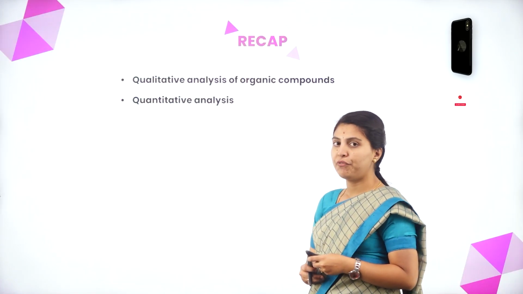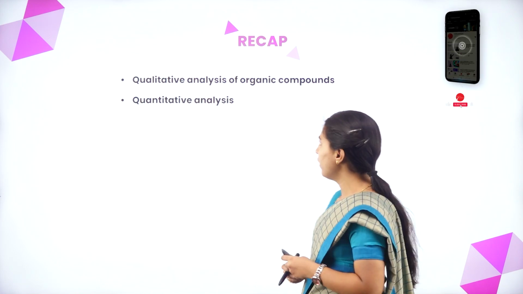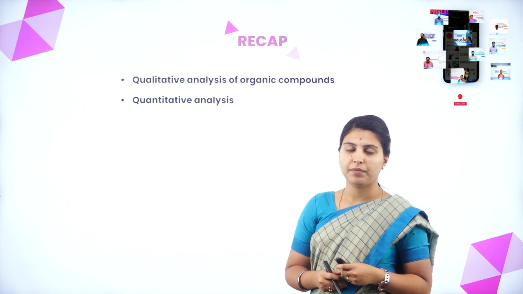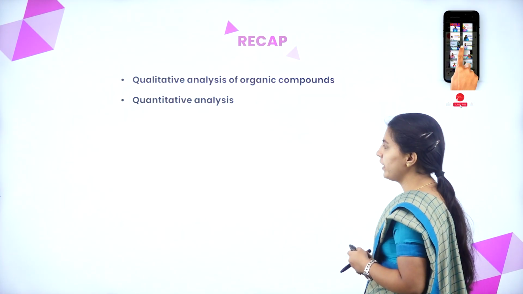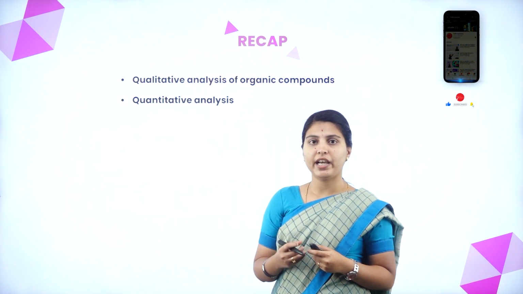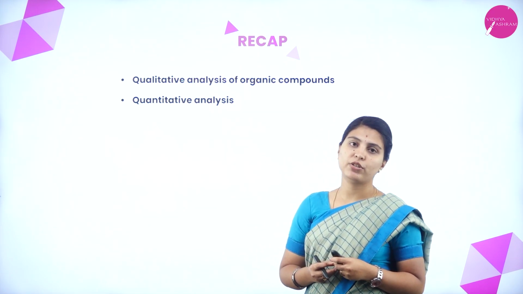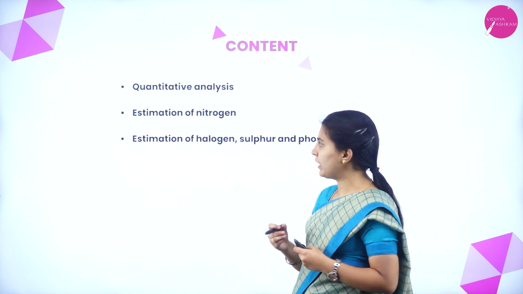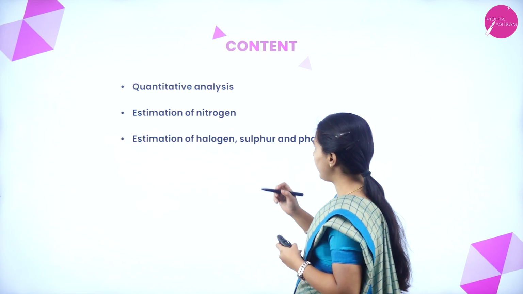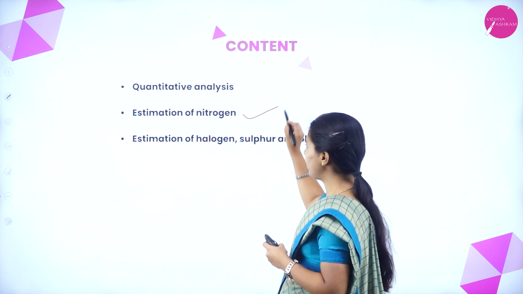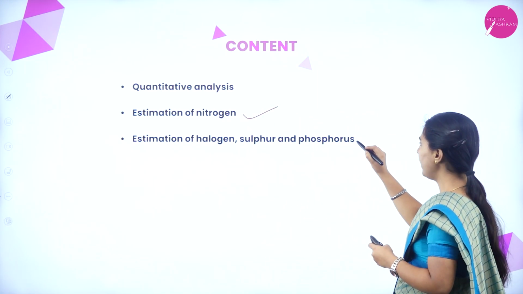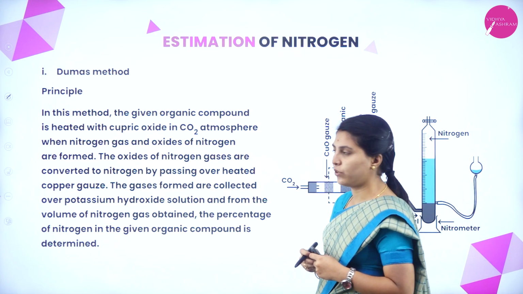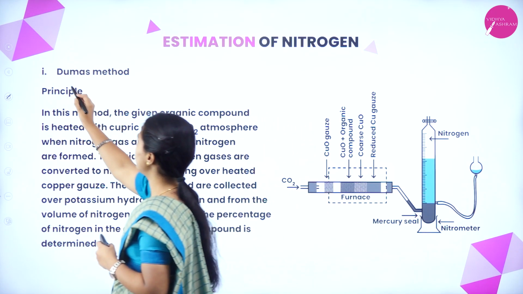In the last class, we discussed qualitative analysis of organic compounds and some of the quantitative analysis. In that quantitative analysis, in the last session, we did carbon and hydrogen by Liebig's method. In this session, we will continue the quantitative analysis: estimation of nitrogen, estimation of halogen, sulfur and phosphorus. First, we will see estimation of nitrogen by the Dumas method.